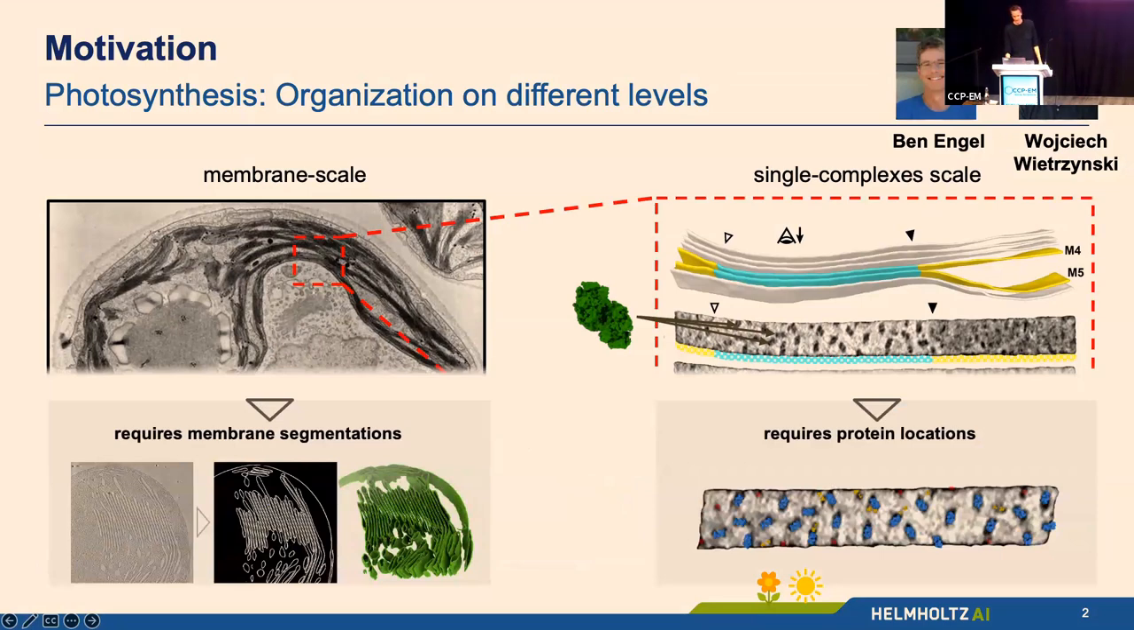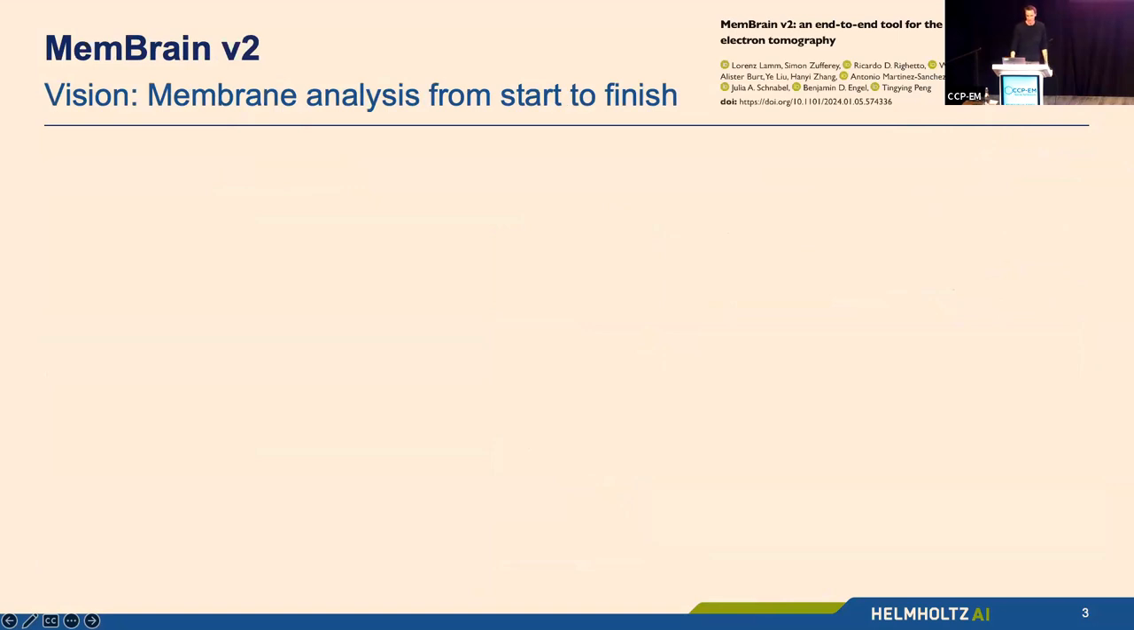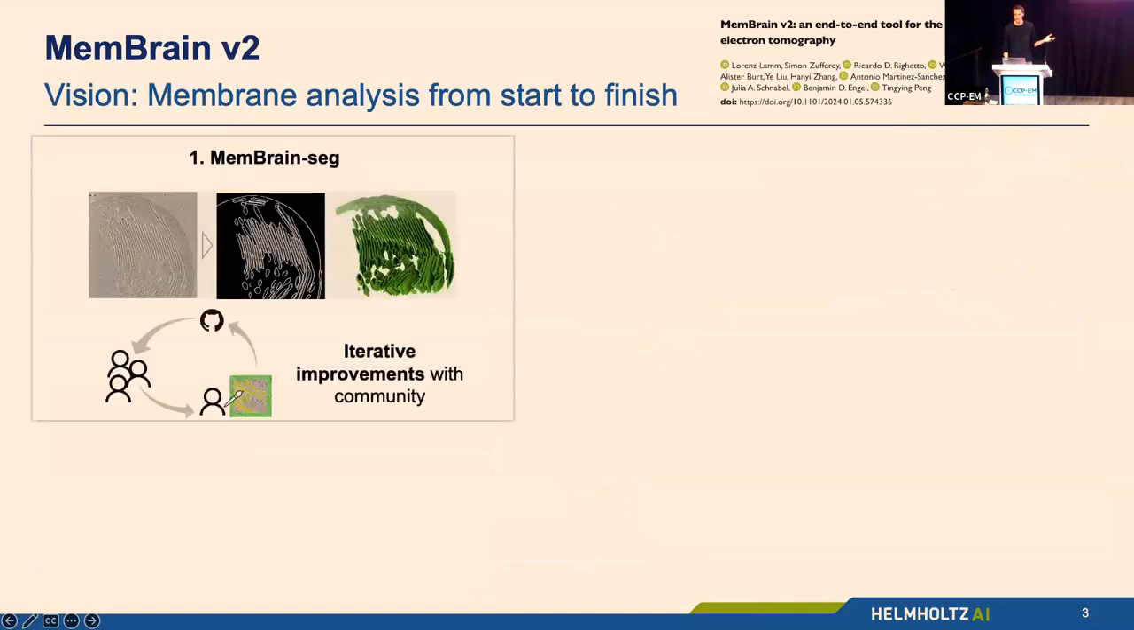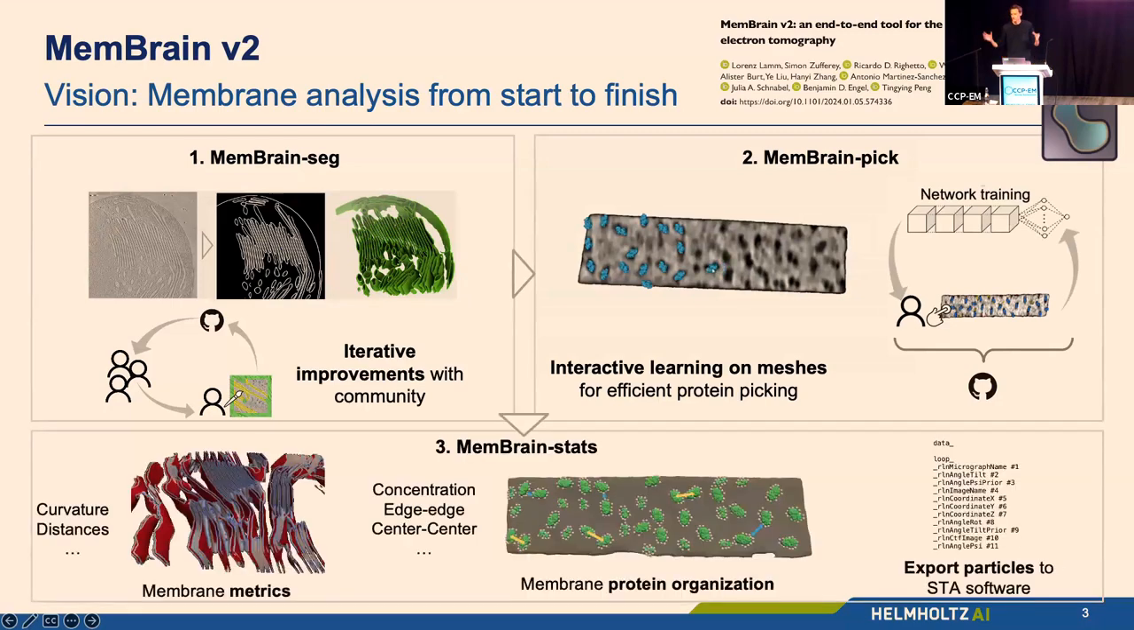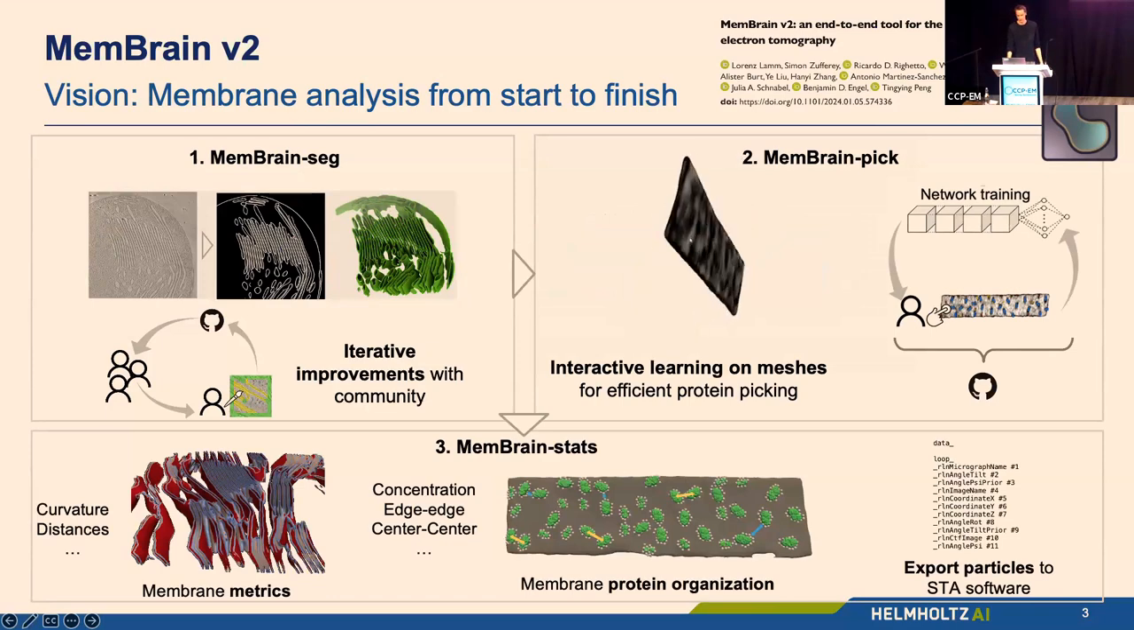And this is exactly what we developed MemBrain for. So MemBrain is our tool for the analysis of membranes, which will consist of 3 different components. The first one is MemBrain-seg, which is already publicly available. That's our component for membrane segmentations out of the box. So if you haven't tried it yet, feel free to give it a try. The next component is MemBrain-pick, which should be a very interactive tool for the localization of proteins. And the third thing is MemBrain-stats, which basically takes the outputs of the first 2 steps and automatically outputs some statistics. But today I would like to focus on the first 2 components here, MemBrain-seg and MemBrain-pick.